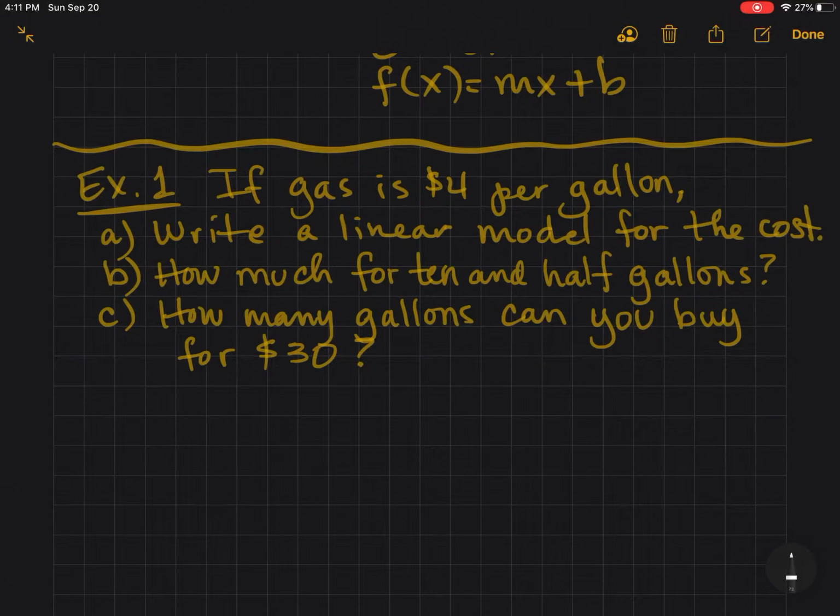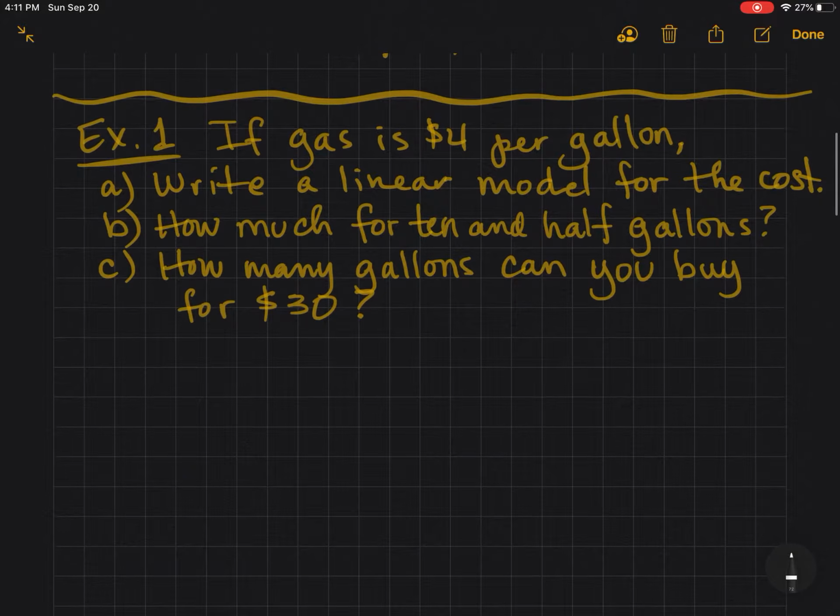Example 1, if gas is $4 per gallon, write a linear model for the cost. Then we're going to see how much for 10.5 gallons and also use the model to see how many gallons you can buy for $30. So step 1, we're going to define x and y. So let's let x equal the number of gallons and y be the cost. Whenever possible, I like to let y be the cost.